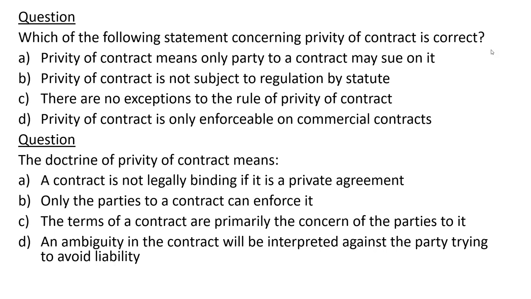Privity of contract means only one party to a contract may sue on it. Both parties to a contract can sue on it. Privity of contract is not subject to regulation by statute. It is subject to regulation by statute. There are no exceptions to the rule of privity of contract. There are exceptions to privity of contract. Privity of contract is only enforceable on commercial contracts.